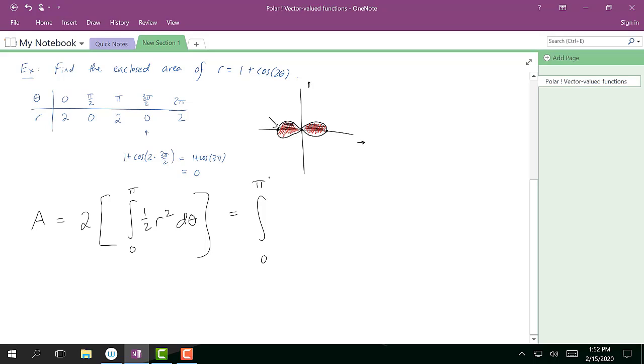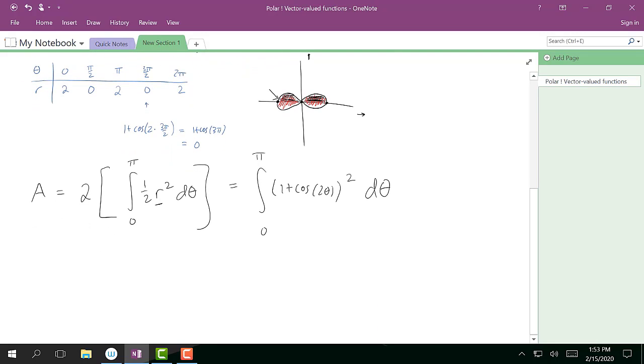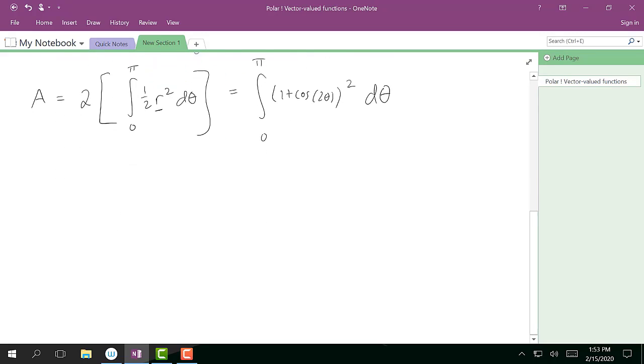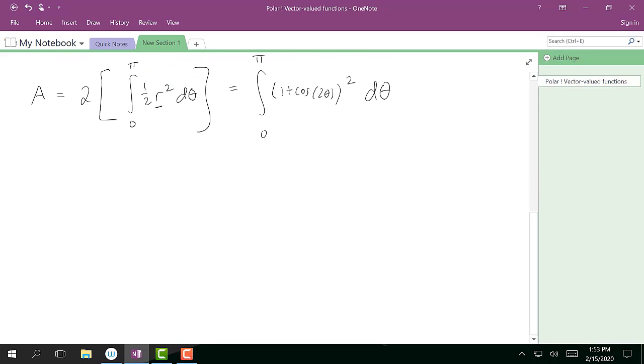And then, it's never just going to be r squared. What we have to do is plug in the function of r. So instead of having r squared, we're going to have 1 plus cosine of 2 theta, all squared. So that's what we're going to integrate. We'll go ahead and do this one. So I'm going to scroll down just a little bit, just to give us some room. And so what we're going to get, I'm going to bring this over here.